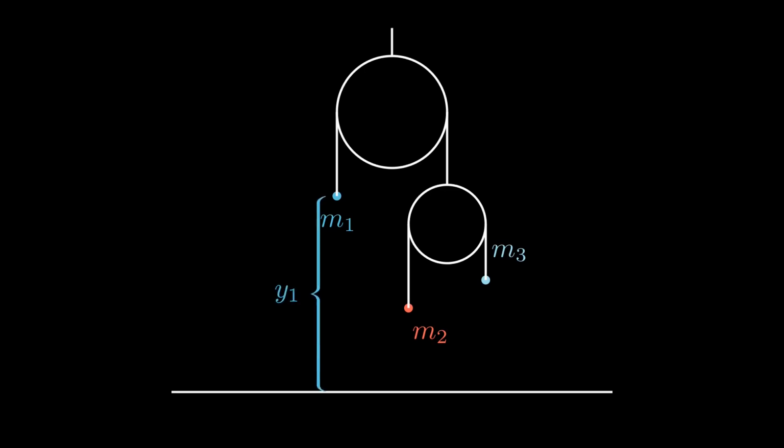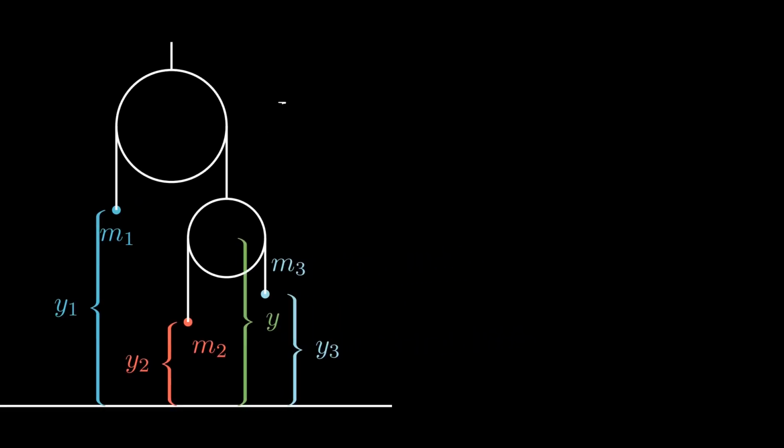Let the distance from m1, m2, and m3 to the ground be equal to y1, y2, and y3, respectively. Let also the distance from the center of the lower pulley to the ground be equal to y. Let's calculate the length of the second rope.